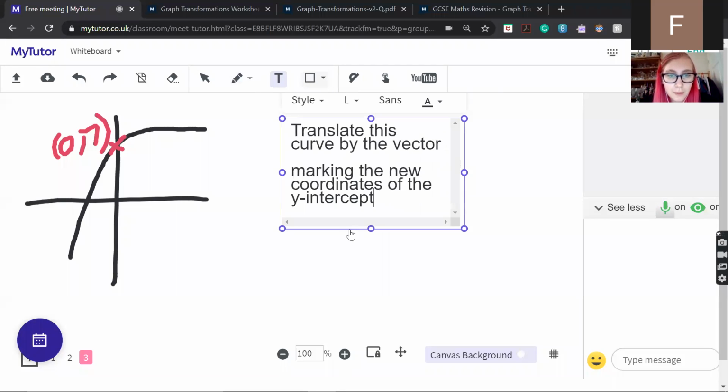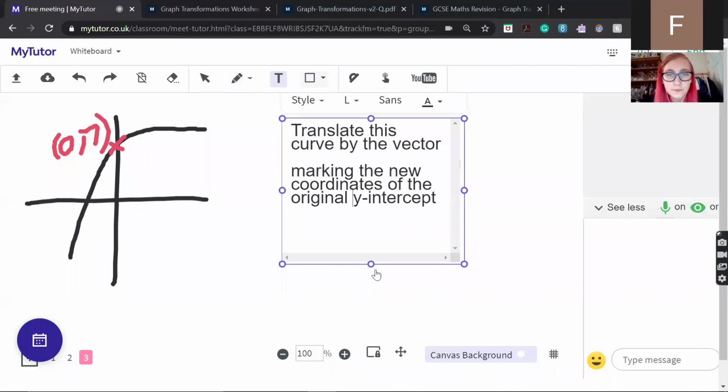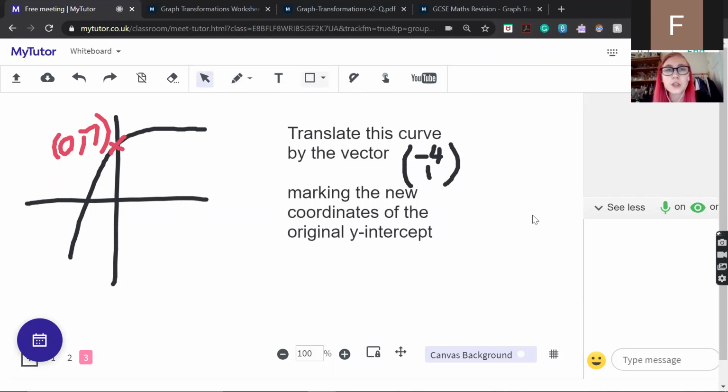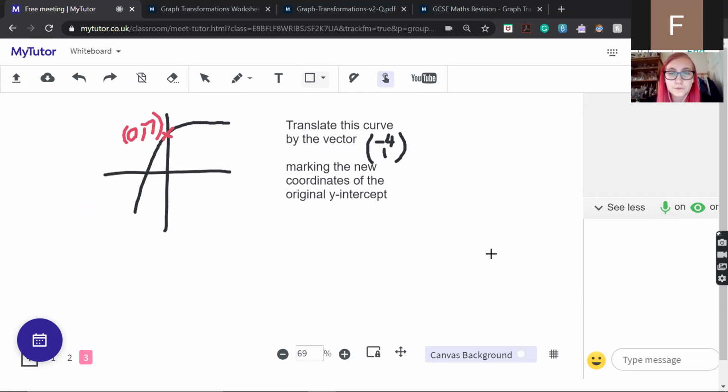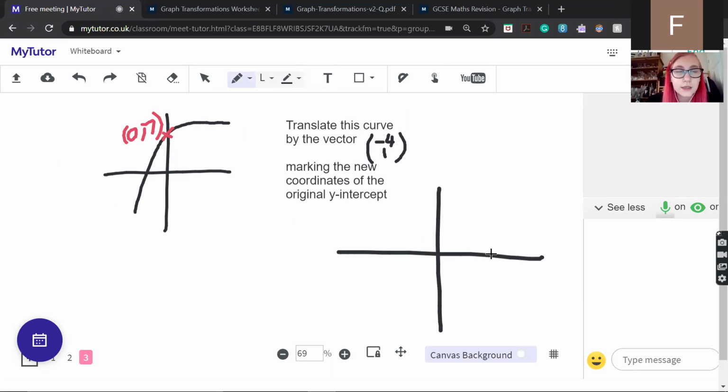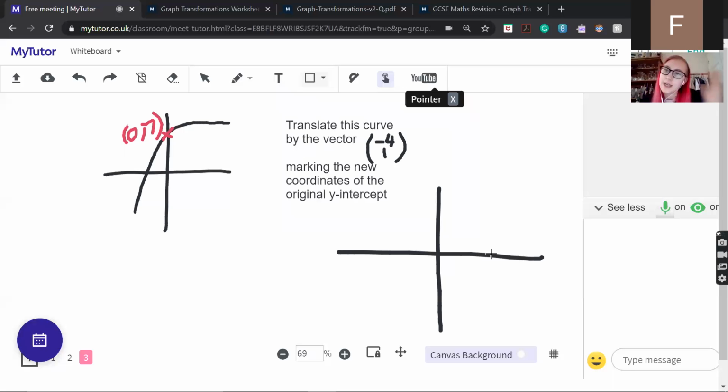Or I should probably word that a bit better, the new coordinates of the original y-intercept. So basically we want to say, where does this point go to? Well, let's have a look at what would happen to this. Now it's going to move -4, so that means 4 places left. Remember, the top one is always left or right, and minus is our left direction. So it moves 4 left and then 1 up. That's exactly what this vector means.